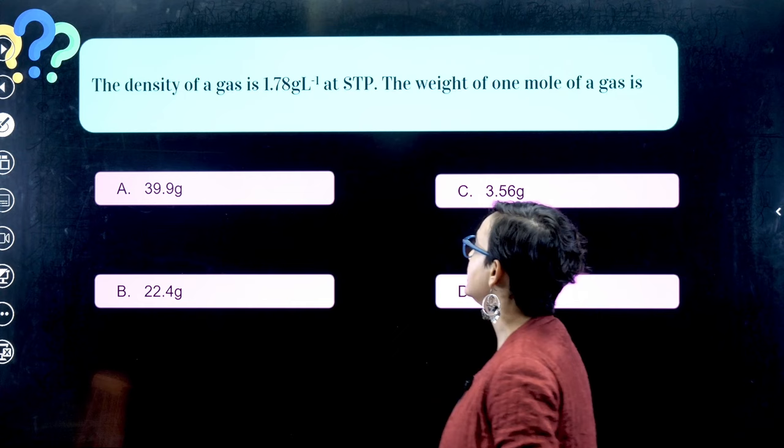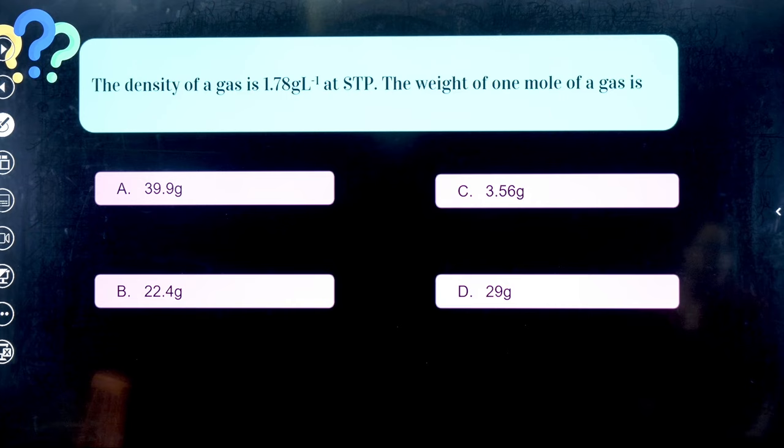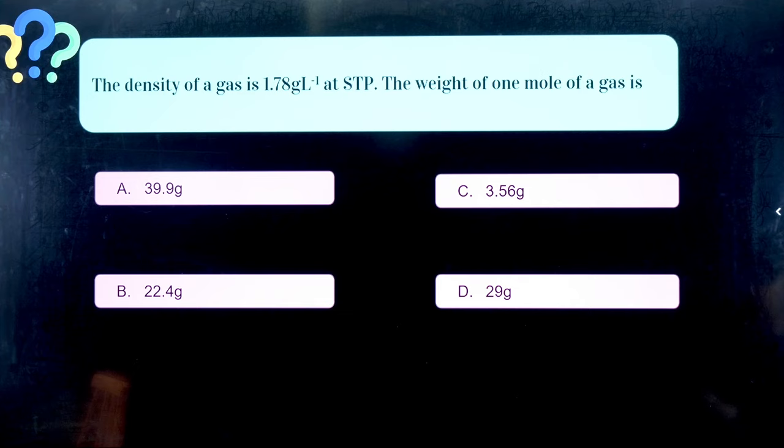Now, the density of a gas is 1.78 gram per liter at STP. The weight of one mole of the gas is? Any idea? Can somebody do this? Quickly, guys. I think you can do this. Come on, read it and find it out.